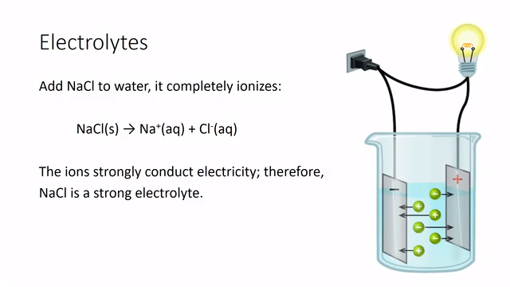Now, notice in my diagram that the bulb is lit up rather brightly. That shows us that sodium chloride is a strong conductor of electricity. Therefore, sodium chloride is defined as a strong electrolyte.